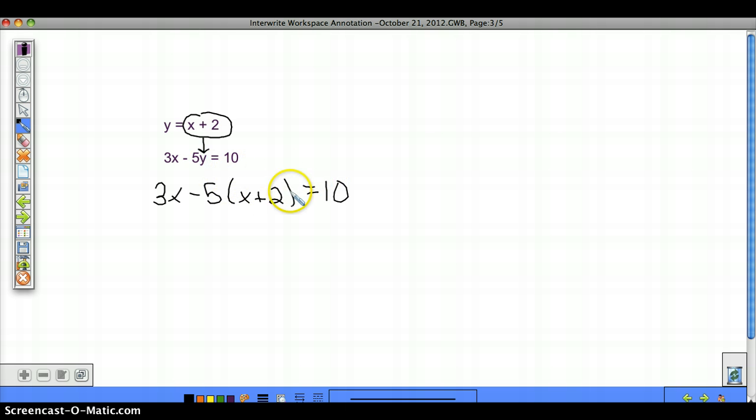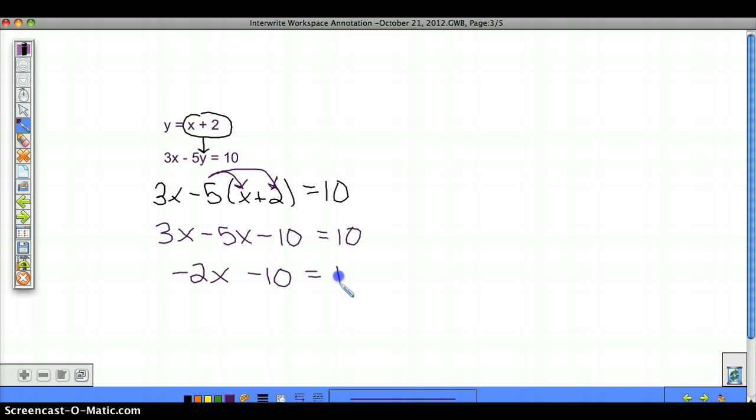It's very important to write this in parentheses, what you're substituting in, because when we solve this, we have to distribute the 5 to both the x and the 2. So when we solve this out, this becomes 3x minus 5x. Negative 5 times x gave me negative 5x. Negative 5 times 2 gives me negative 10 equals 10. And so now we're just going to solve this for x. 3x minus 5x, combining like terms, is negative 2x minus 10 equals 10.